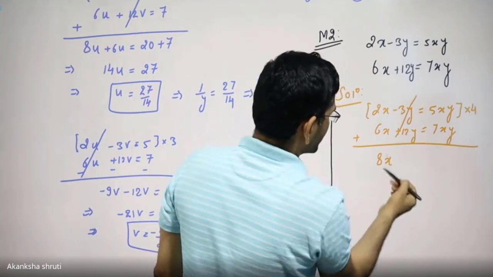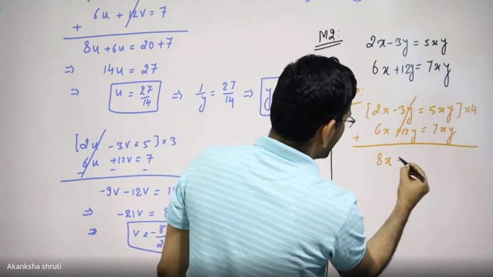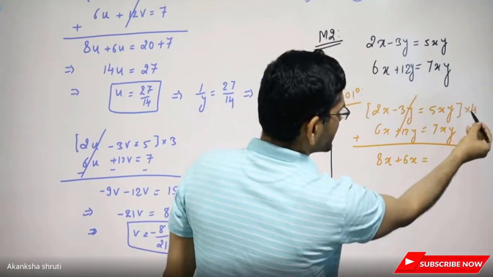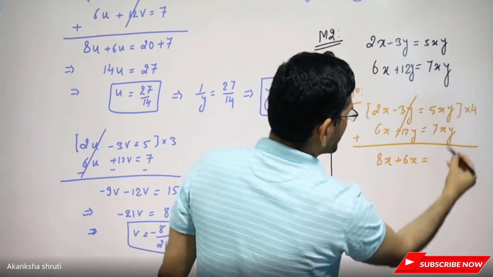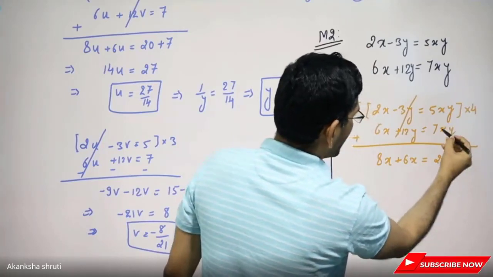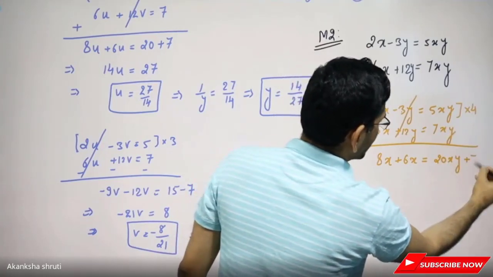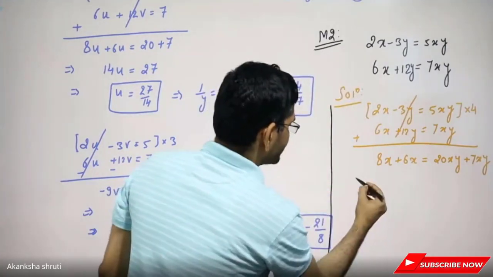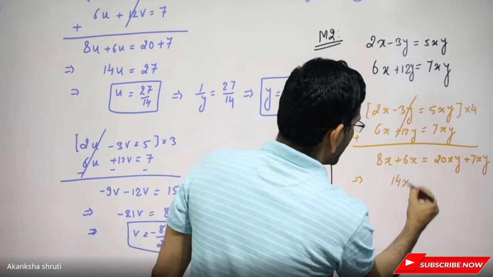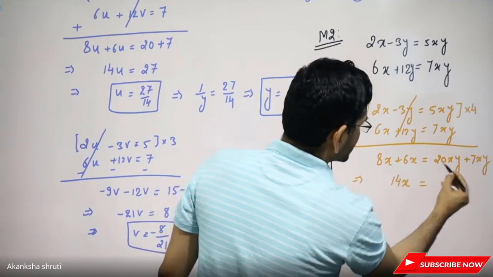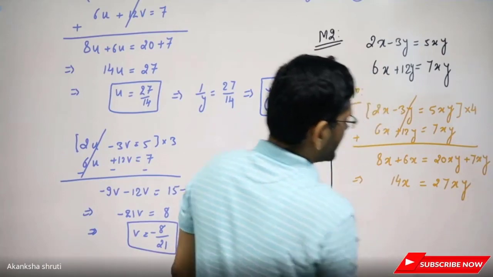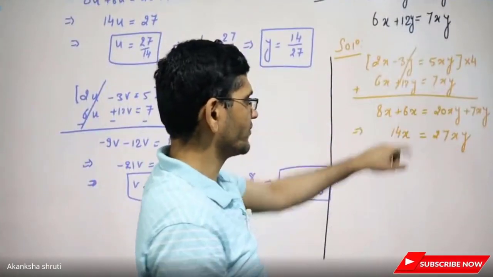But from equation 2, we have already this 6x. Wherever the equal sign, put it. On right hand side, 4 5s are 20xy. And this is 7xy. Left hand side becomes 14x and right hand side becomes 27xy. Students, what we have?